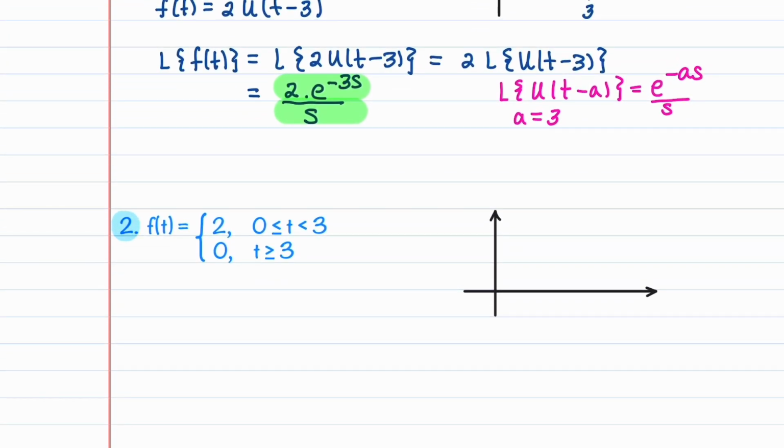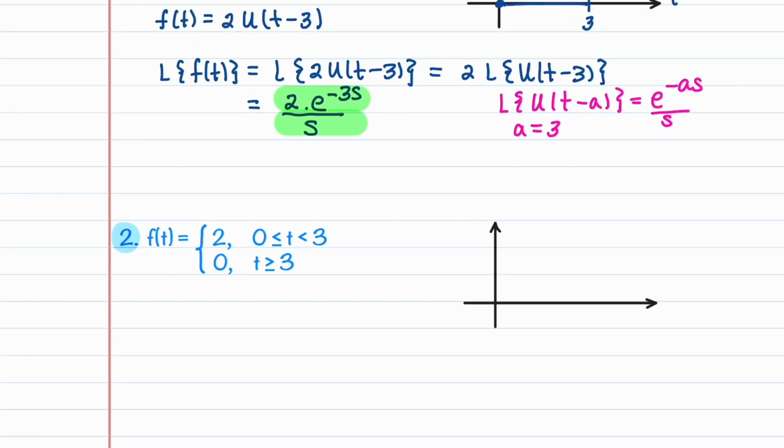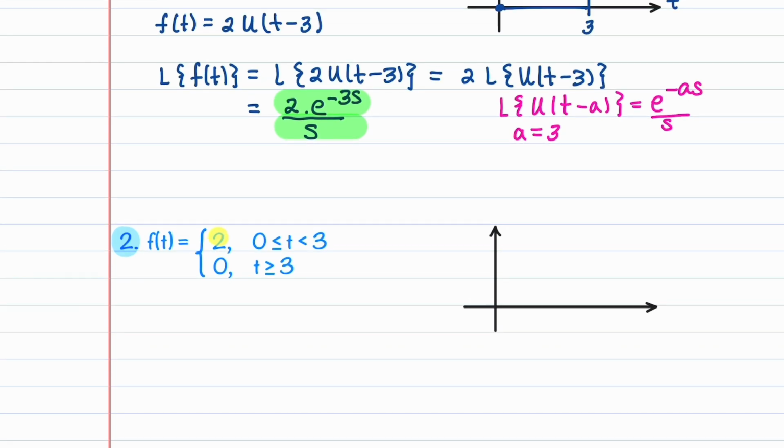Let's look at our second example. I wanted to do one like this because it's just the opposite of what we just did. In this example, our function f of t is equal to 2 at the beginning, and then when t is equal to 3, it becomes 0. Let's go ahead and graph this. We have f, we have t, we'll put the point 3 right here, and we'll put this point as 2.